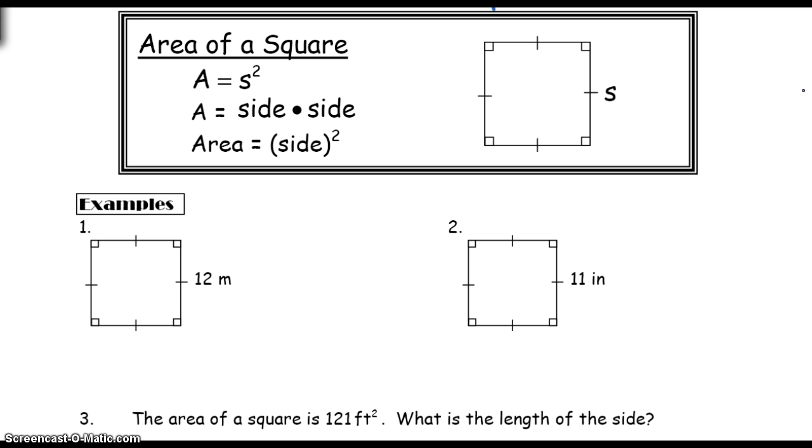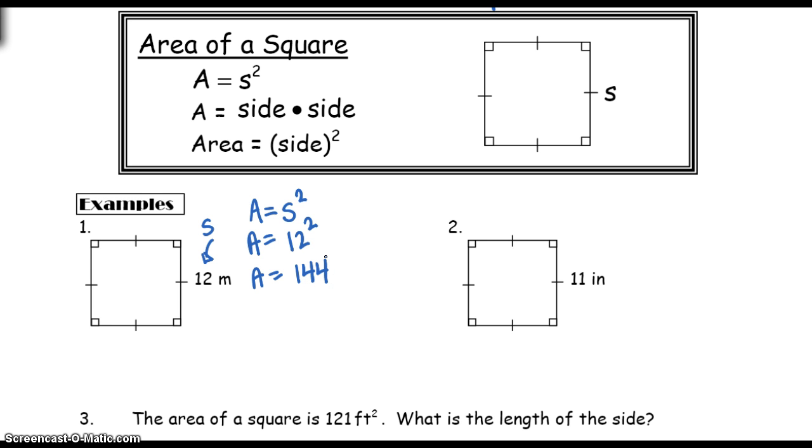So let's look at number one. Number one, we know it's a square because all the sides are congruent and all these angles are 90 degrees. So because all the sides are congruent, this 12 is your side. And if our area is side squared and S is 12, our area is going to be 12 squared. And when you do 12 squared in the calculator, you get 144.